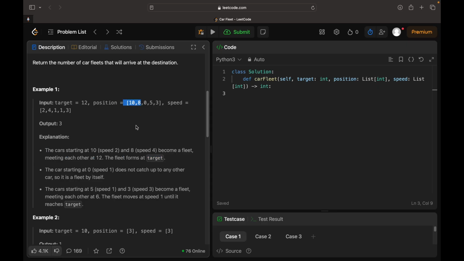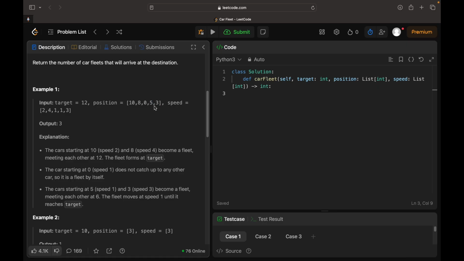Then we have 0, 5, 3. The car starting at 0, speed 1 does not catch up to any other car. So it is a fleet by itself. Because after 12 hours will this car reach? It's the last car. It will take some time. It will come on later. Then the third fleet that we have is the car starting at 5 and this position and 3. These both become a fleet.